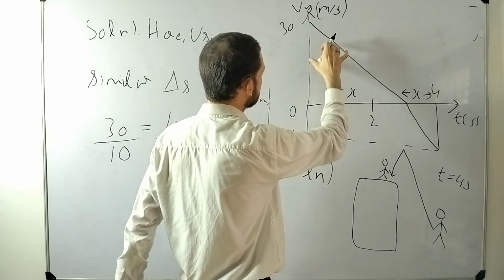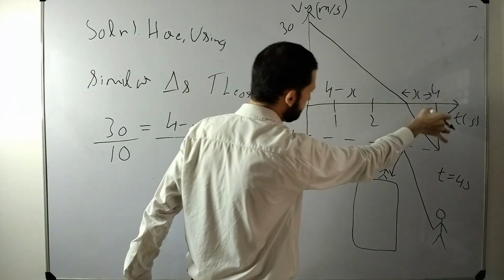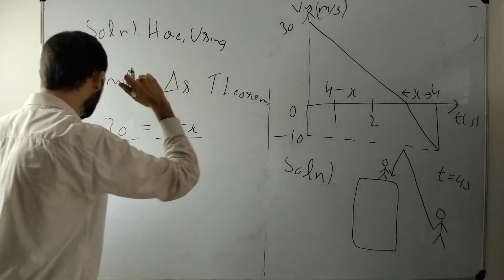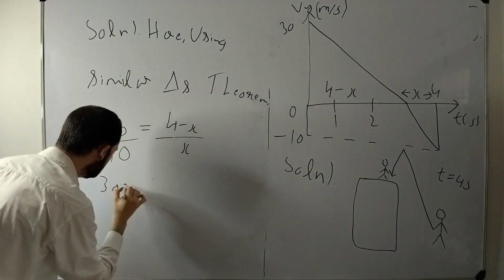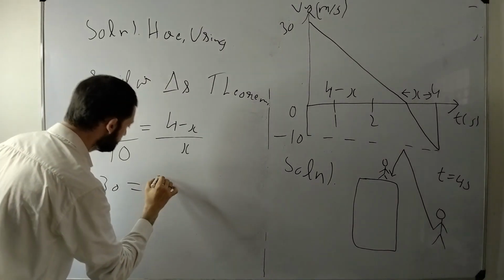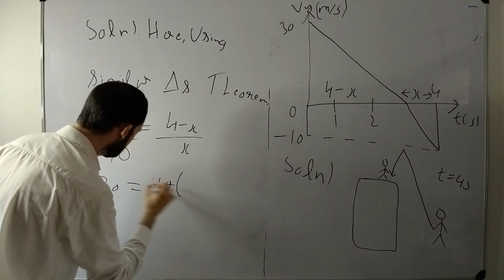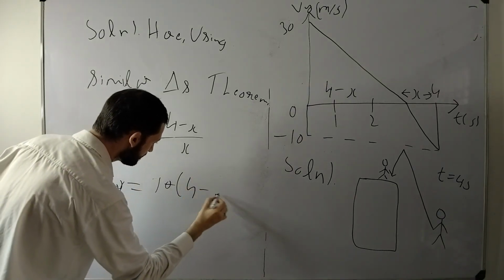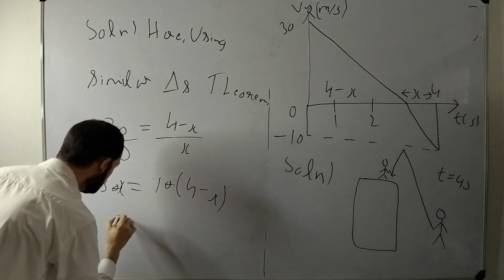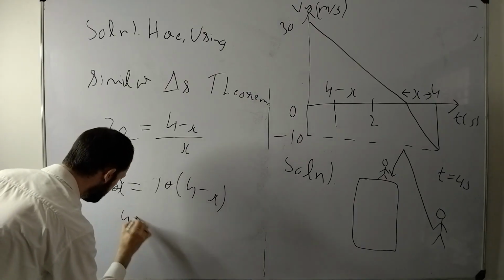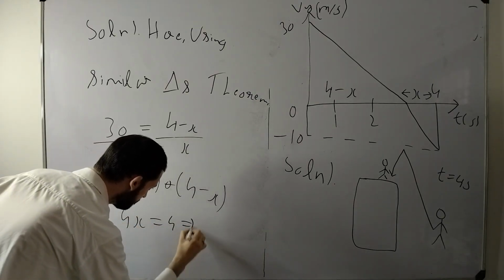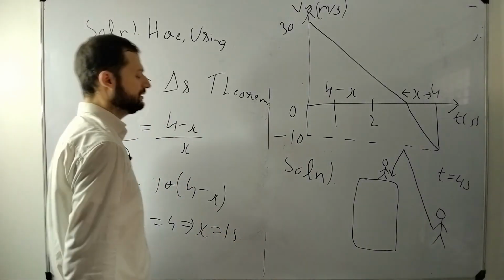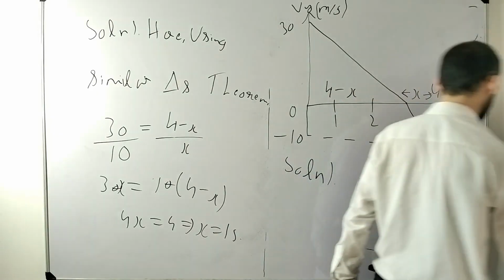So here this triangle 30 and this triangle 10 base I have considered. So the next part, 30 and this is 10. So divide now. Yes, so students, 3x and this is 4 minus x. So this becomes what? 4x is equal to 4 and x value should be what? 1 second. Right, students? Yes sir, definitely it is.